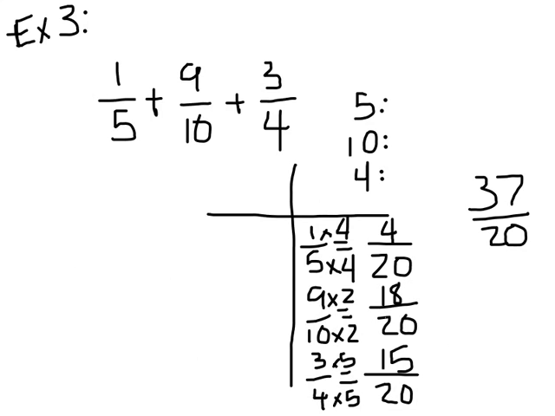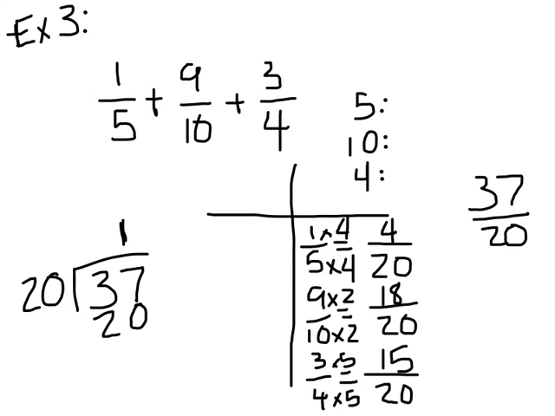Now, that's an improper fraction. I need to change it into a mixed number. Do that now. Remember, I can change an improper fraction into a mixed number by dividing. 20 goes into 37 one time. 1 times 20 is 20. Subtract, and I get 17. That gives me 1 and 17 over 20.